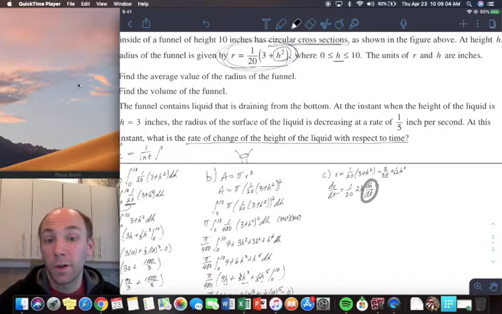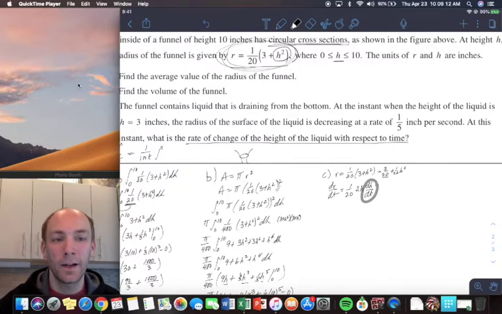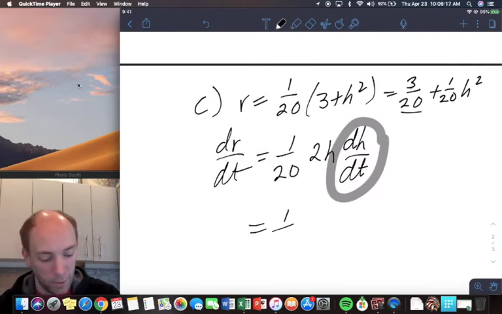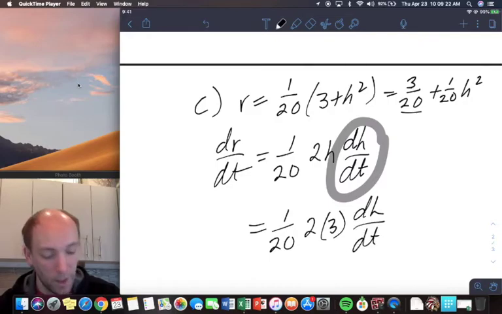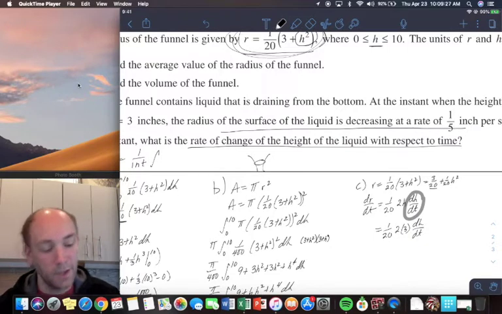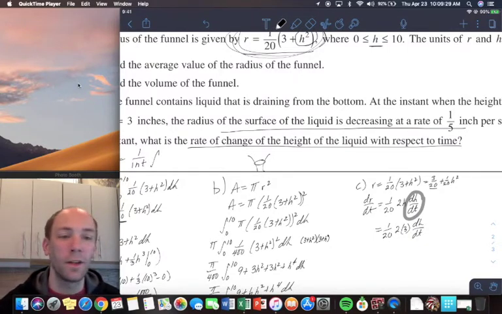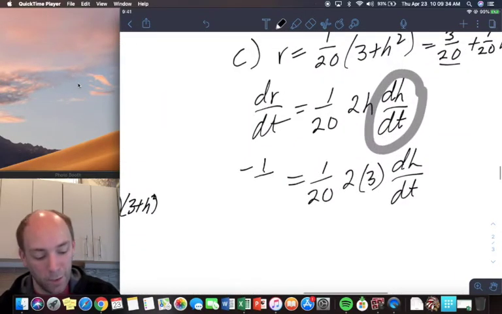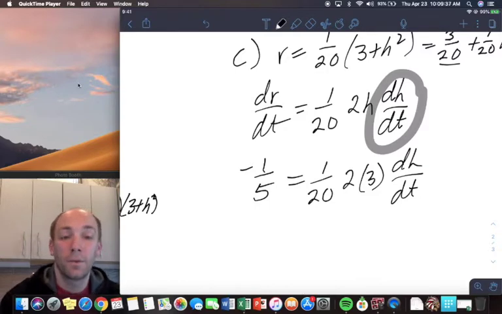Let's plug in what we know. Maybe we have enough information here. If we don't, then we'll try and solve for what we need. It says at the instant when the height of the liquid is h equals 3, so let's plug in 3 for h: 1 over 20 times 2 times 3. Then it says the radius of the surface of the liquid is decreasing at a rate of 1/5 inch per second. Because it's a decreasing rate, it would be negative. So that is the rate of change of my radius, and this time it's negative.